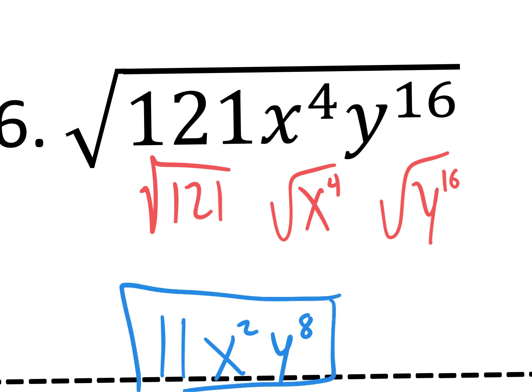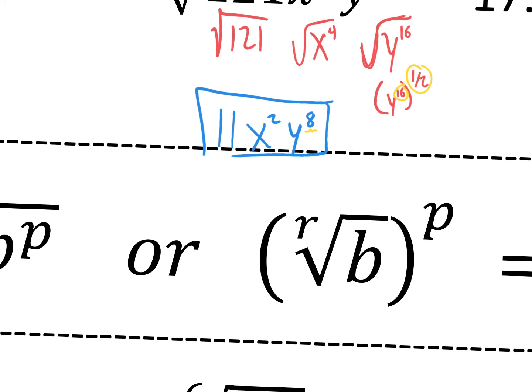And okay, let's say you're feeling rusty on this. Go ahead and rewrite the root as the power of 1/2 and show your work, all right? y to the 16th right in there. Power to a power, multiply. What's 16 times half? It is 8 that you see right there. Okay, let's get to some more fun stuff down here.